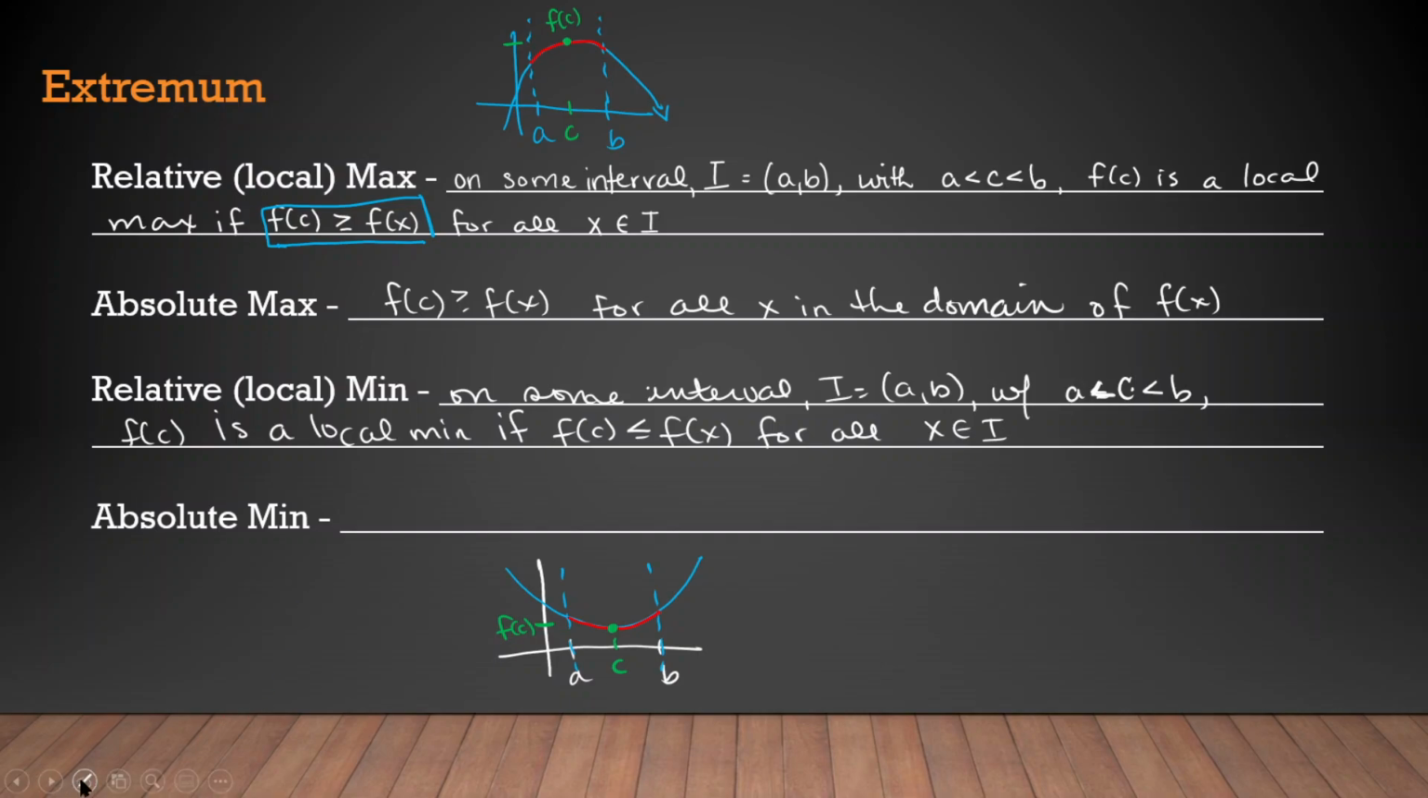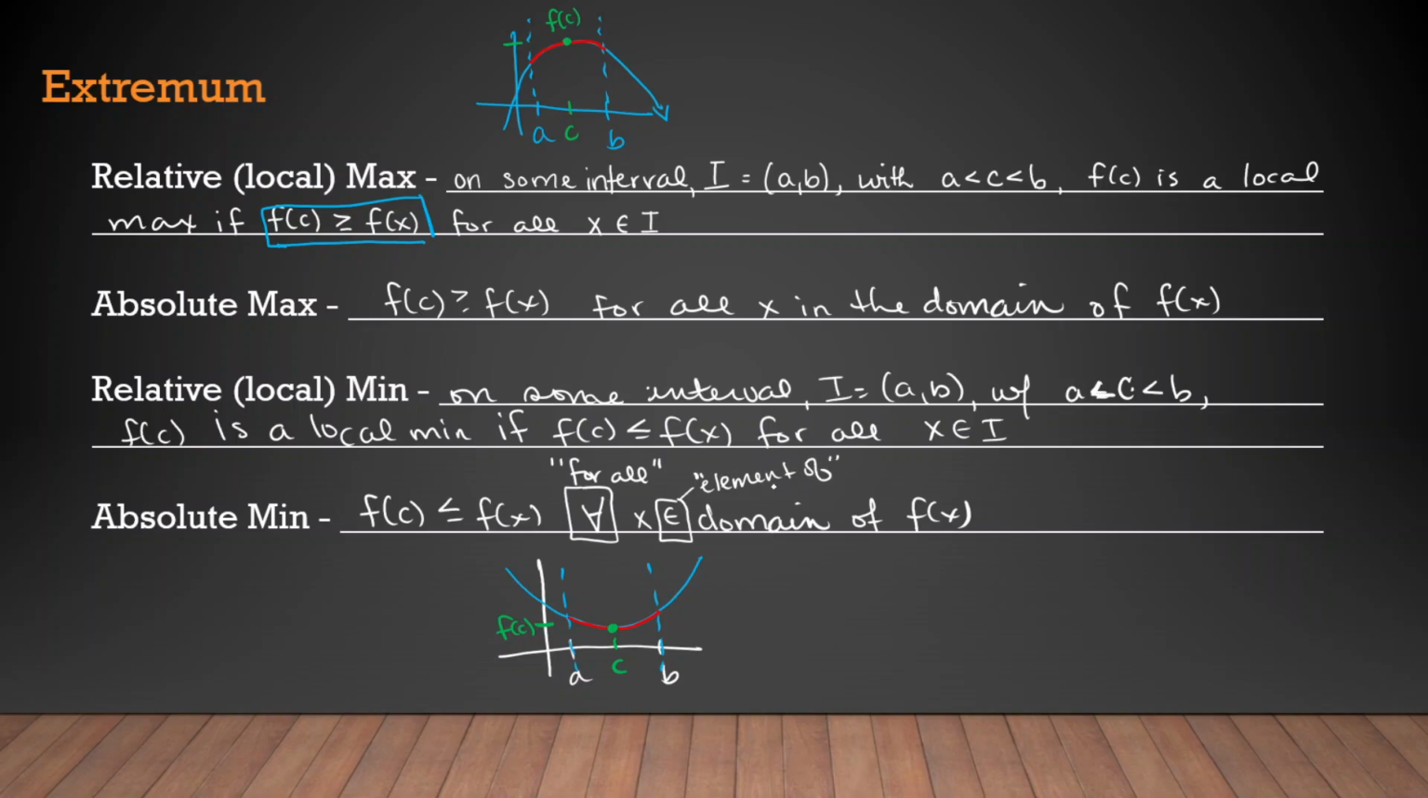All of these local mins will look like a valley. And finally, the absolute min is going to be a place, f of c, that is less than or equal to f of x for all x in the domain of f. Here's a shorthand for you: this symbol means for all, and this one means element of, or contained in.